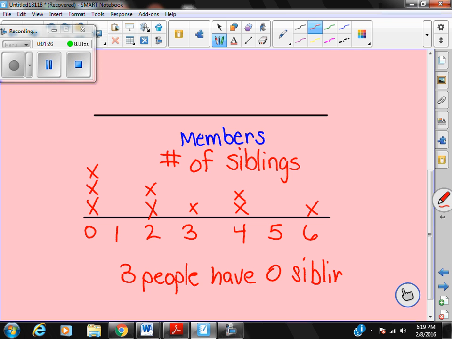And if I said to you, how many people have more than 3 siblings? Using the words more than means a higher number than 3. So if I look at 4, 5, and 6, I can see that altogether there are 3 people who have more than 3 siblings. And so that's what information you would use to read a line plot.